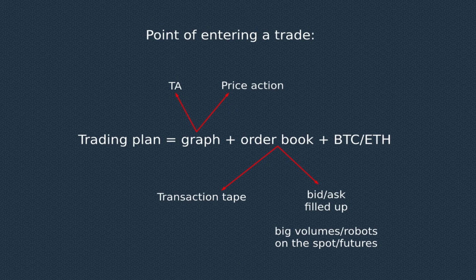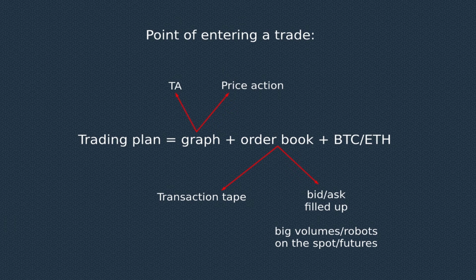The first key element is the graph. Then there is the order book, which consists of two elements. The first one is the transaction tape, and the second one is the limit part of the order book, or market depth. And finally, there are the tokens with the most liquidity on the market. We'll talk about them a bit later.